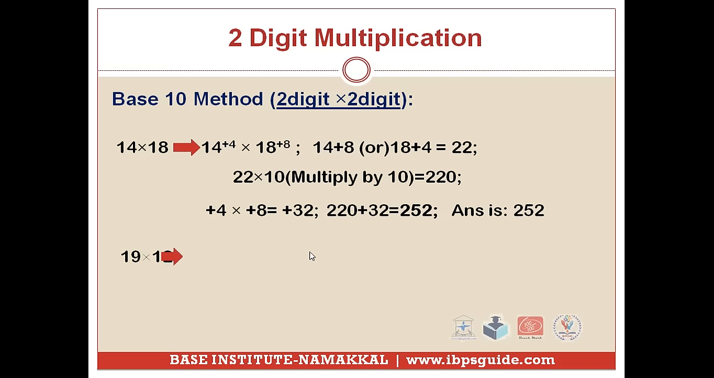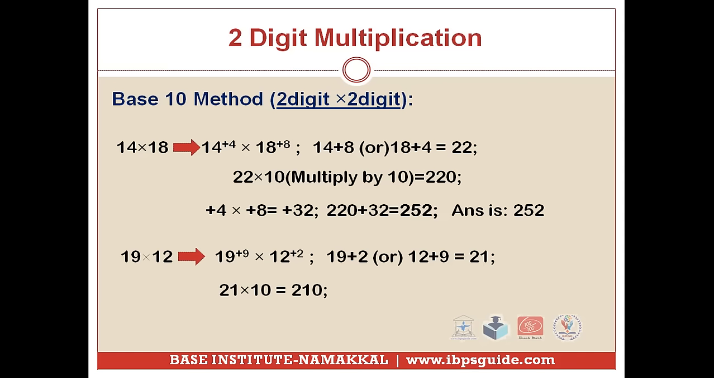Here we can see superscripts plus 9 and plus 2. Adding 19 with the superscript value plus 2, or adding 12 with the superscript value plus 9, we can get 21, and then multiplying it with 10, we shall get the resultant value 210. Then multiplying the superscript values plus 9 and plus 2, we can get plus 18. Finally, adding this plus 18 with the resultant value 210, we will get the answer as 228.